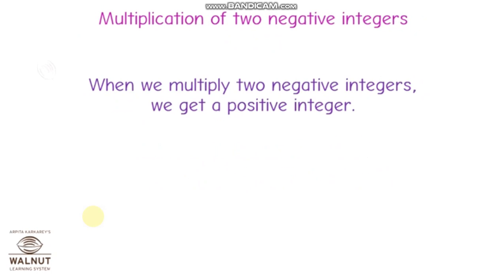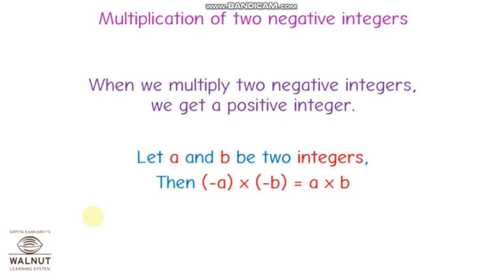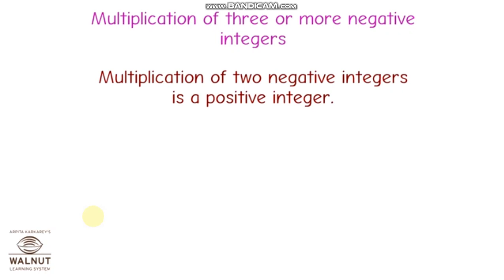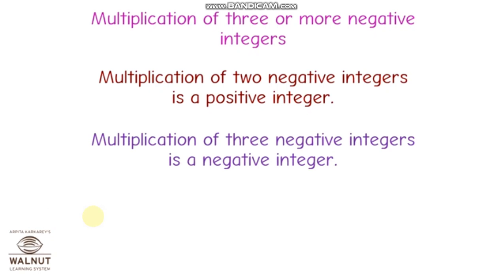The multiplication of two negative integers: when we multiply two negative integers, we get a positive integer. So here a and b are two integers, then minus a into minus b is equal to a into b. We get a positive number. Then multiplication of three or more negative integers. Multiplication of two negative integers is a positive integer, we already know. And multiplication of three negative integers is a negative integer.